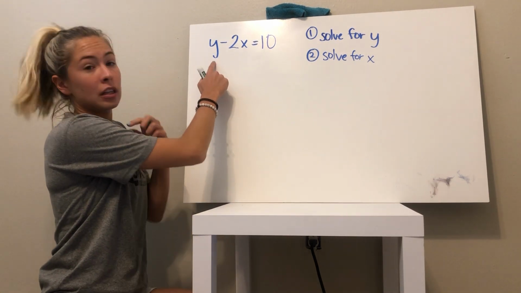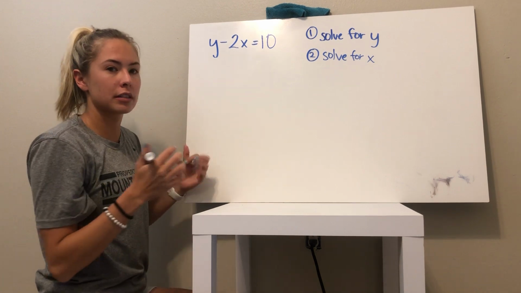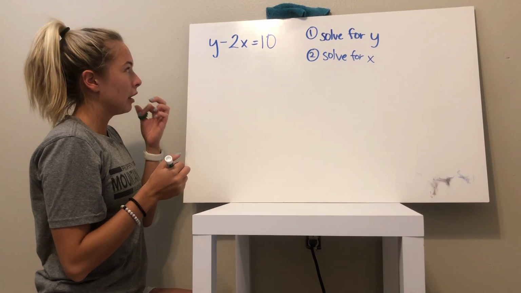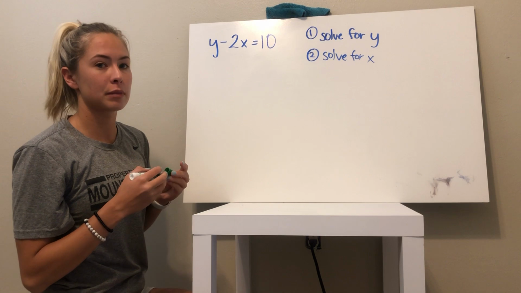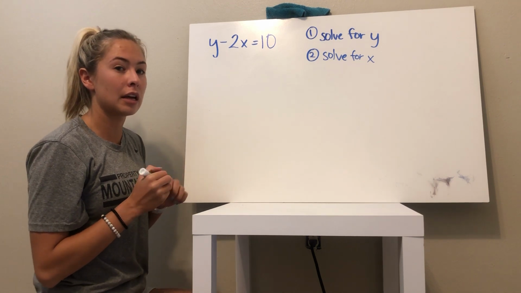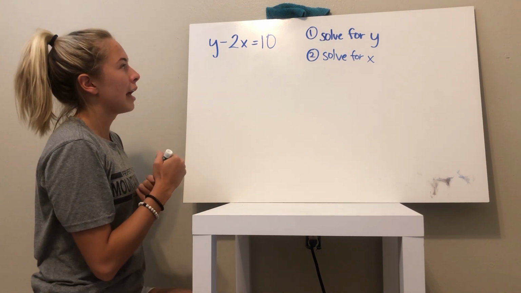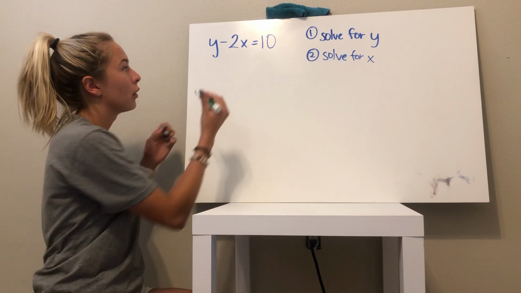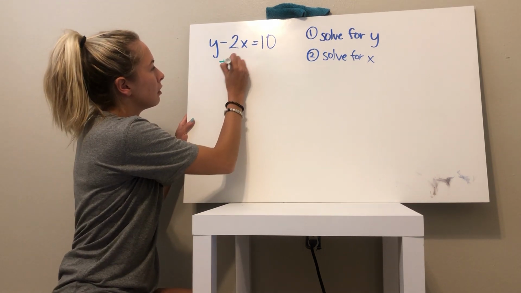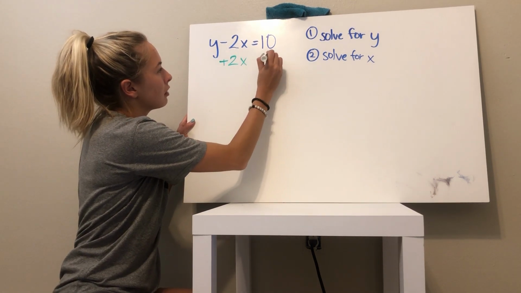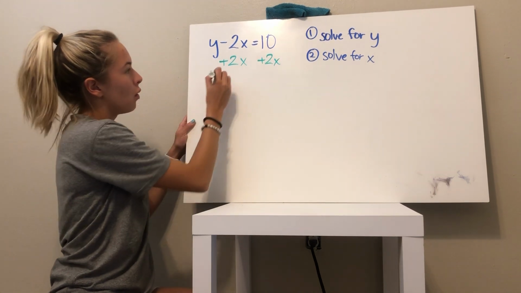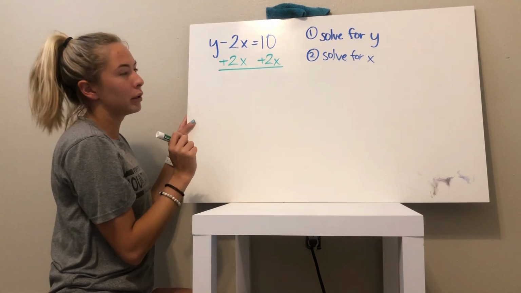Now here, you'll see that it's a 1y, so we're not going to have to divide or multiply or anything. And the negative 2x is on the same side as y, and so that's what we need to end up getting rid of. And in order to get rid of it, we're going to add 2x to both sides. So on this left side, what are we left with?